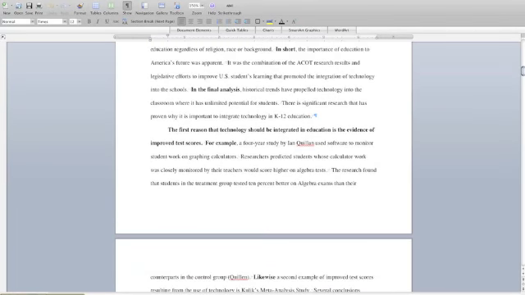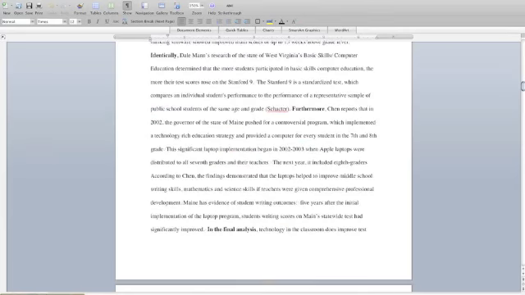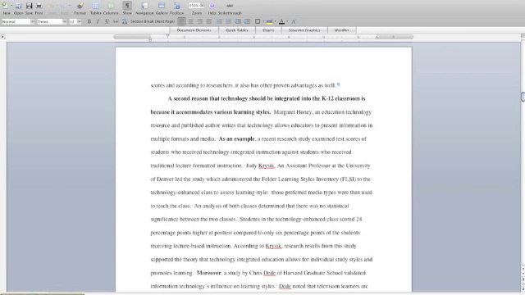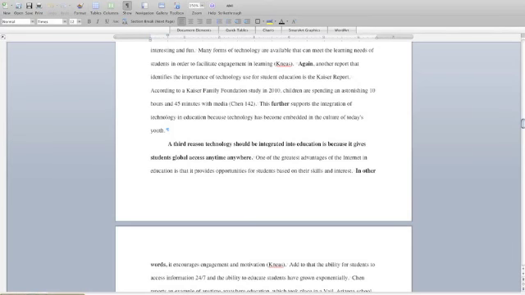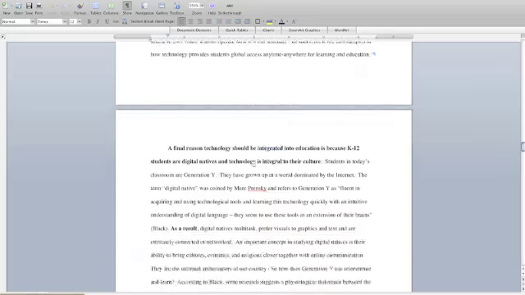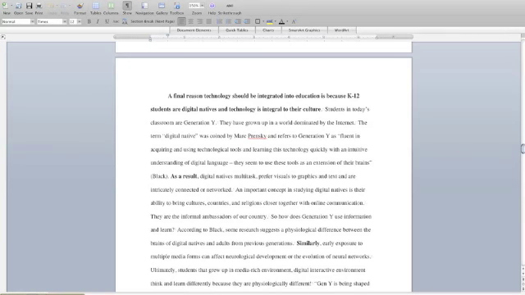All right, then the student gave 4 body paragraphs. The first reason technology should be integrated in the education is the evidence of improved test scores. All right, and then the second reason that technology should be integrated in the K through 12 classroom is because it accommodates various learning styles. Okay, and then a third reason technology should be integrated into education is because it gives students global access anytime, anywhere. And then the final support paragraph states a final reason technology should be integrated into education is because K through 12 students are digital natives and technology is integral to their culture.